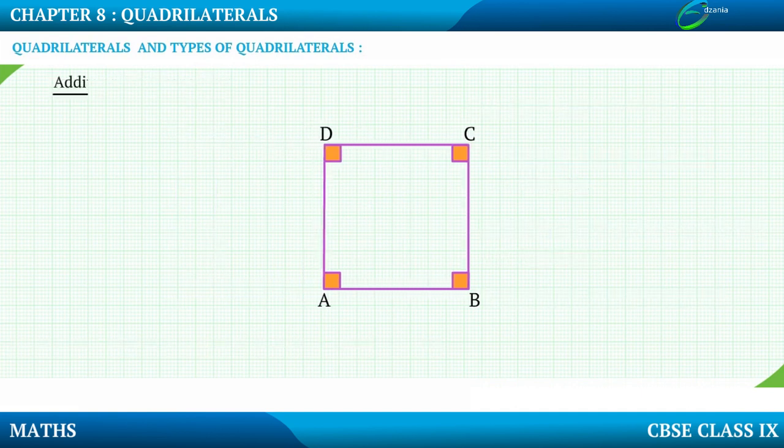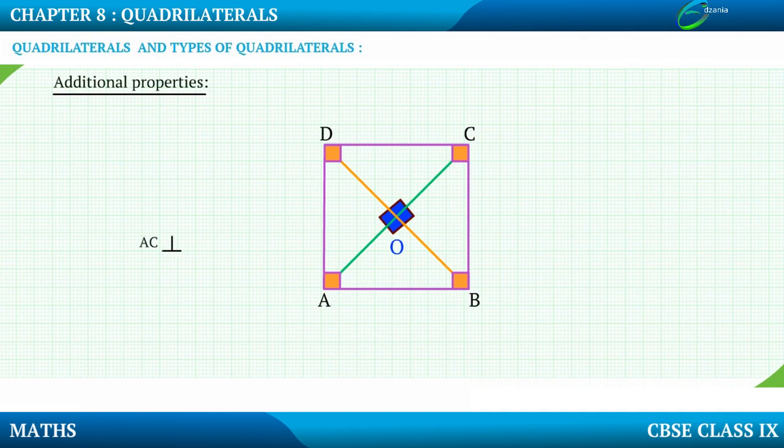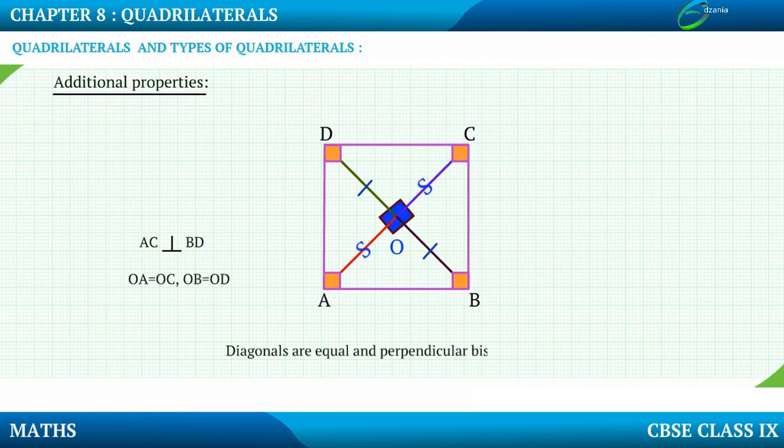Let us talk about other properties of a square. As we know that the diagonals are equal, the angle between the diagonals is 90 degrees. So AC is perpendicular to BD. OA is equal to OC and OB is equal to OD. Diagonals are equal and perpendicular to each other, and the diagonals bisect each other.